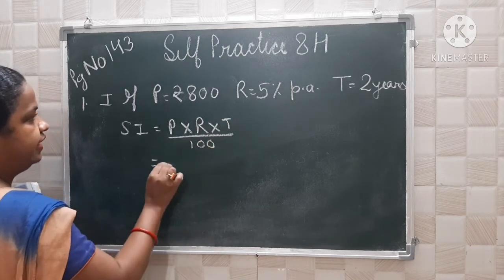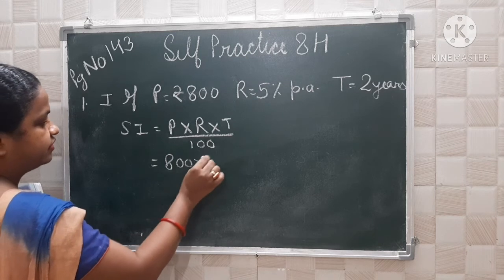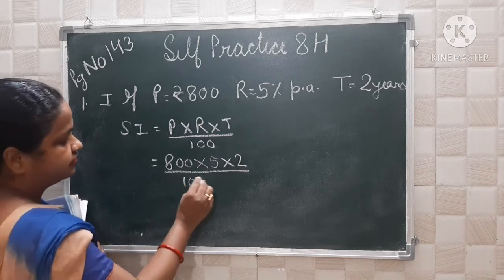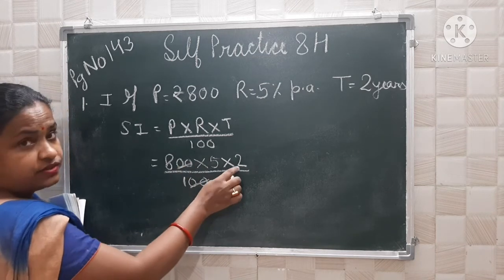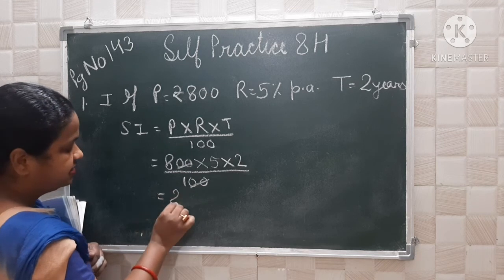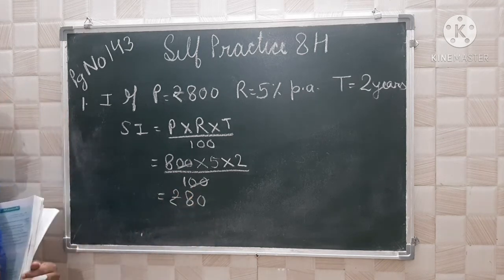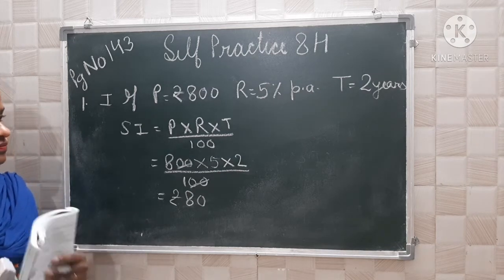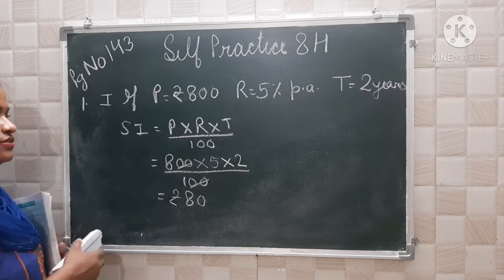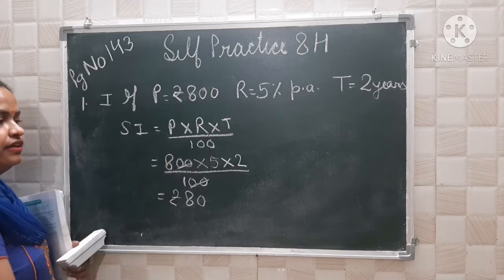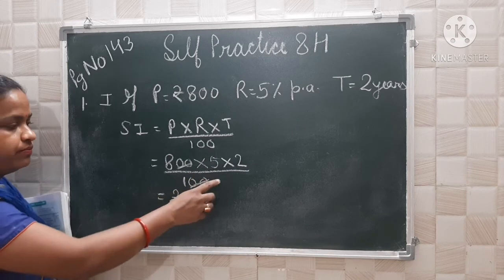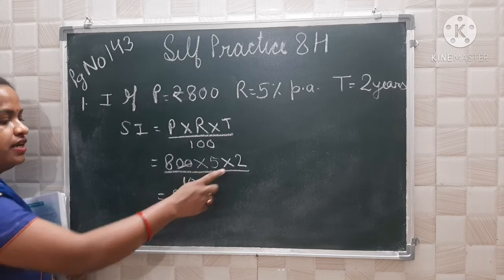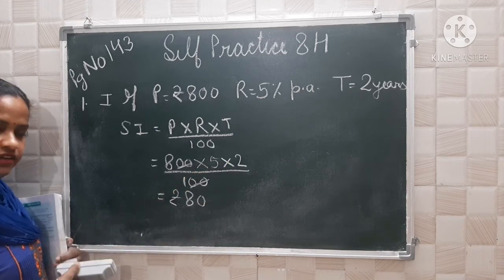So you will have 800 into 5 into 2 upon 100. Zeros cancel out. 5 twos are 10, and 8 tens are rupees 80. What is your simple interest? Rupees 80. Once more, SI is equal to P into R into T upon 100. So 800 into 5 into 2 upon 100. The zeros will be cancelled out. 8 5s are 40, 40 2s are 80. So rupees 80 will be your interest.